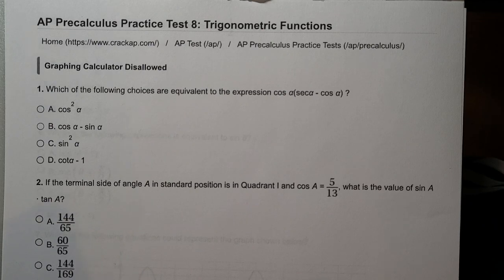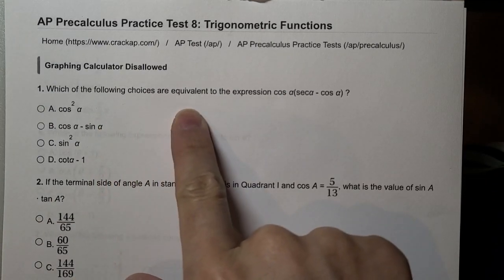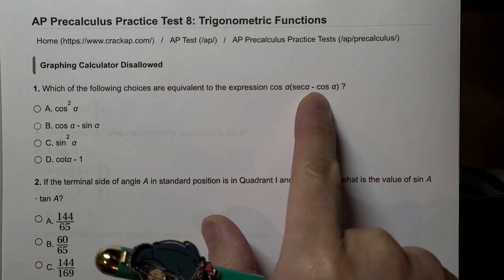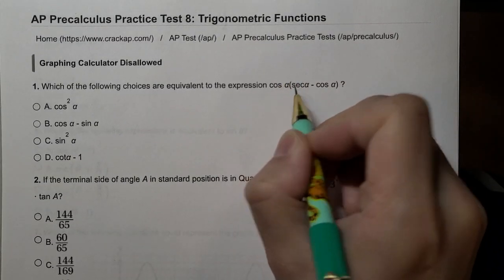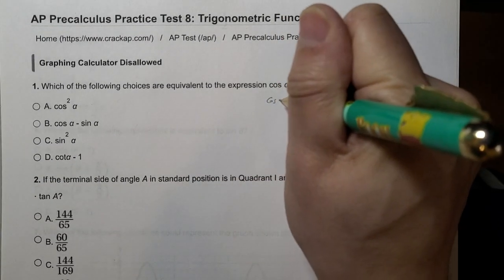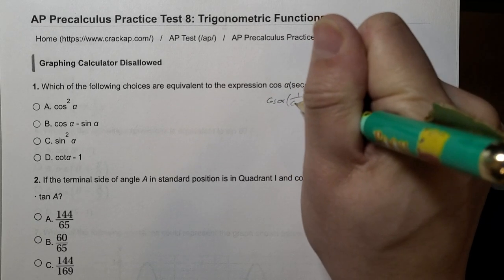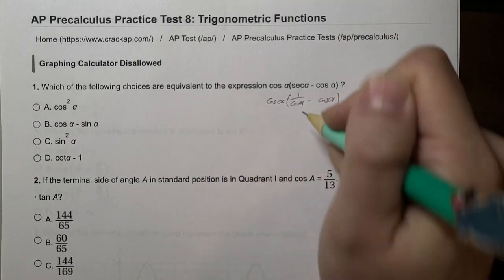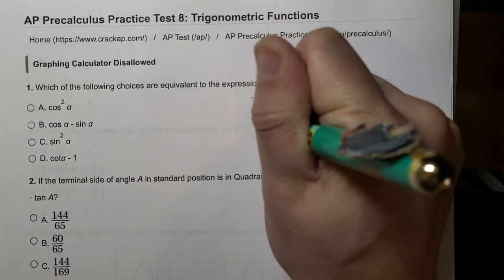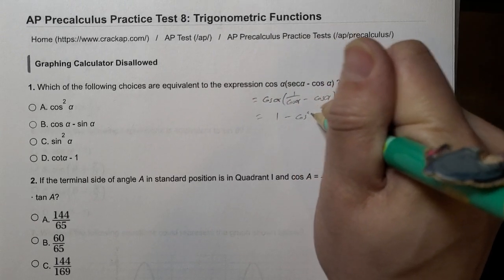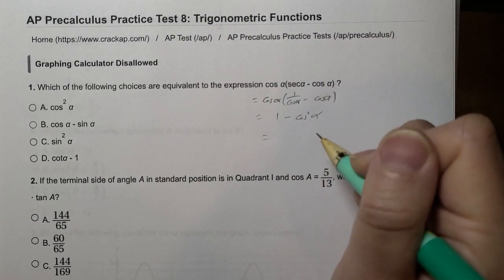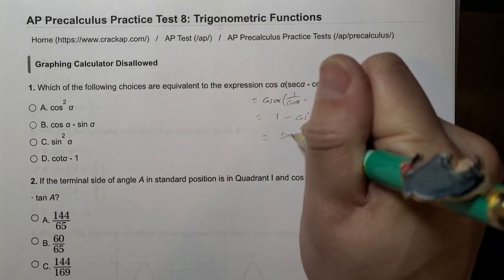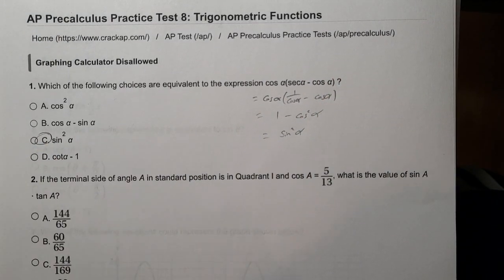Okay, so the first one says, which of the following choices are equivalent to the expression cosine alpha times secant alpha minus cosine alpha? So I'm going to distribute this cosine alpha. Secant is 1 over cosine alpha. We need to know that identity or definition. So now let's distribute the cosine alpha. It'll be 1 minus cosine squared alpha. And we know the identity cosine squared plus sine squared is equal to 1. So 1 minus cosine squared is sine squared. So it'll be sine squared alpha. Choice C.